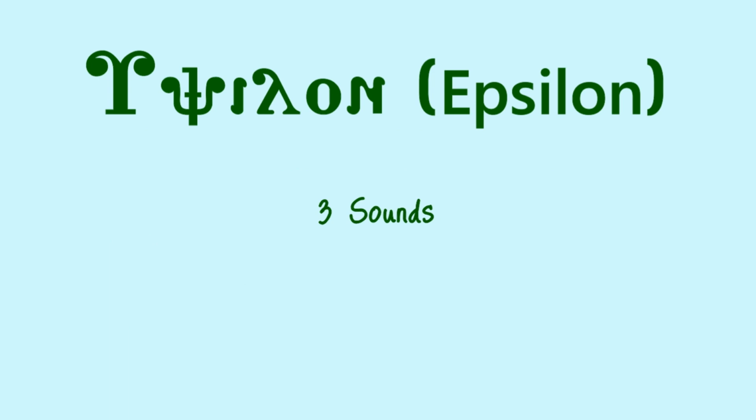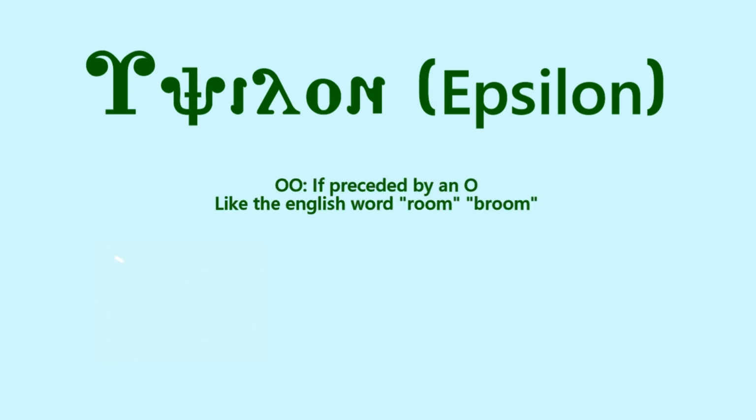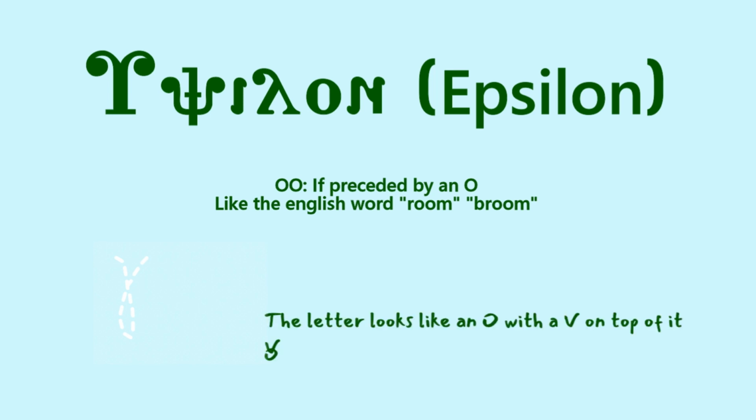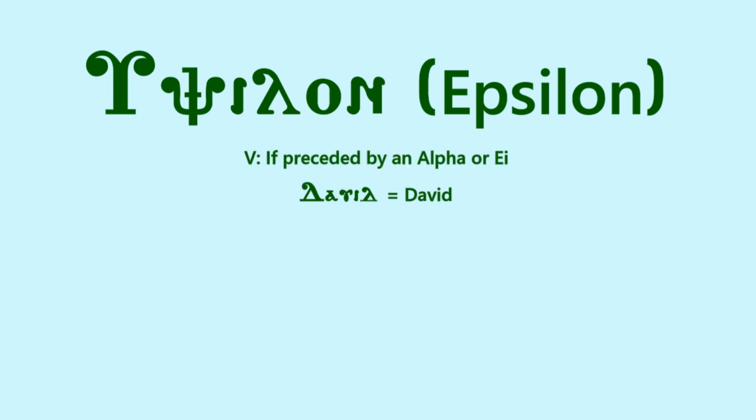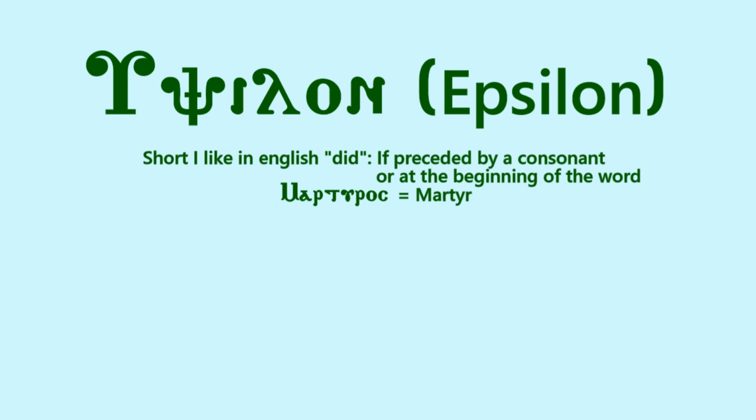Now we have epsilon, which has 3 pronunciations. The first one is going to be a long O, like in the word room, broom, if it has an O before it, like in the Coptic word uro, which means king. The second pronunciation is going to be a V, if it's preceded by an alpha or an E, so like in the word David. And the third pronunciation is going to be a short I, like in the English word did, after a consonant, or at the beginning of a word, like in the word martyros. It's actually of Greek origin, but there's no Coptic word for that, so we just used the Greek word.